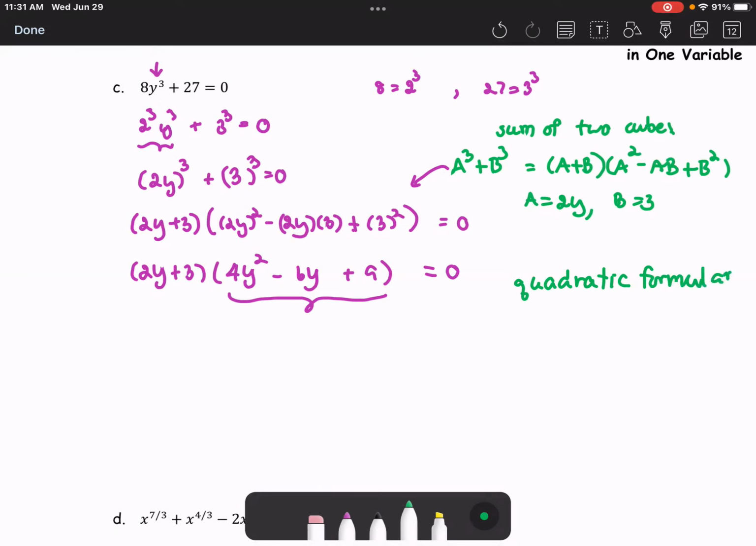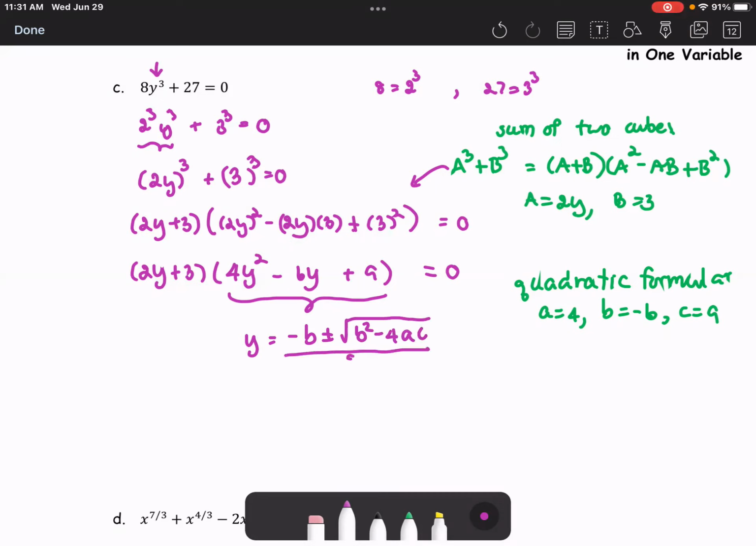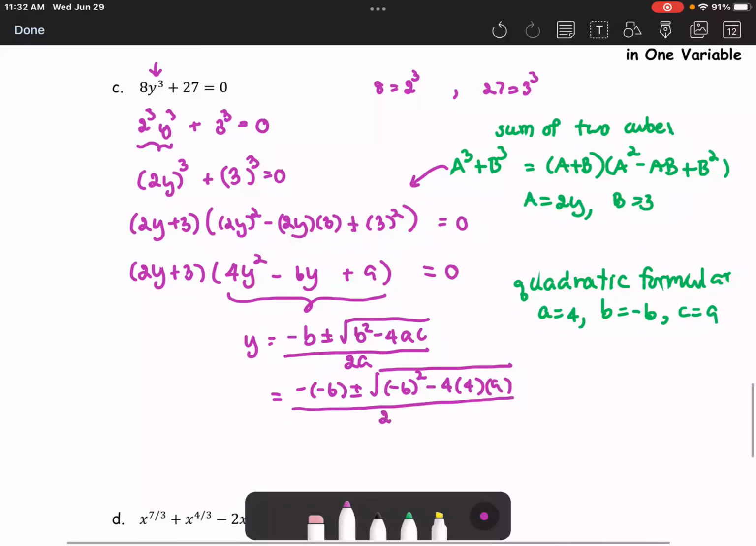To simplify it, in this case, we have a equals 4, b equals negative 6, and c equals 9. The quadratic formula is y equals negative b plus minus the square root of b squared minus 4 times a times c, all divided by 2 times a. For this expression, we have negative times b, which is negative times negative 6, plus minus the square root of negative 6 quantity squared minus 4 times a, which is 4, and then c is 9, all divided by 2 times a, which is 2 times 4.